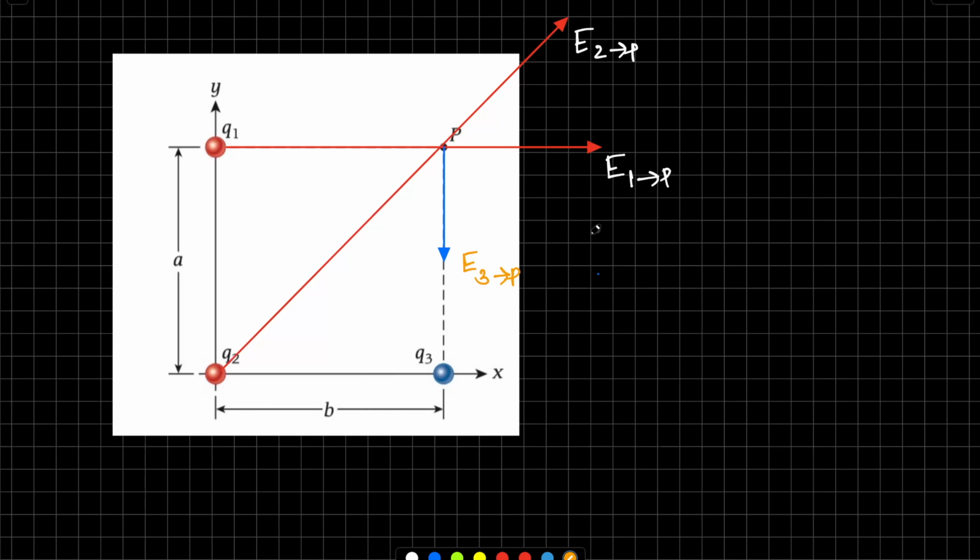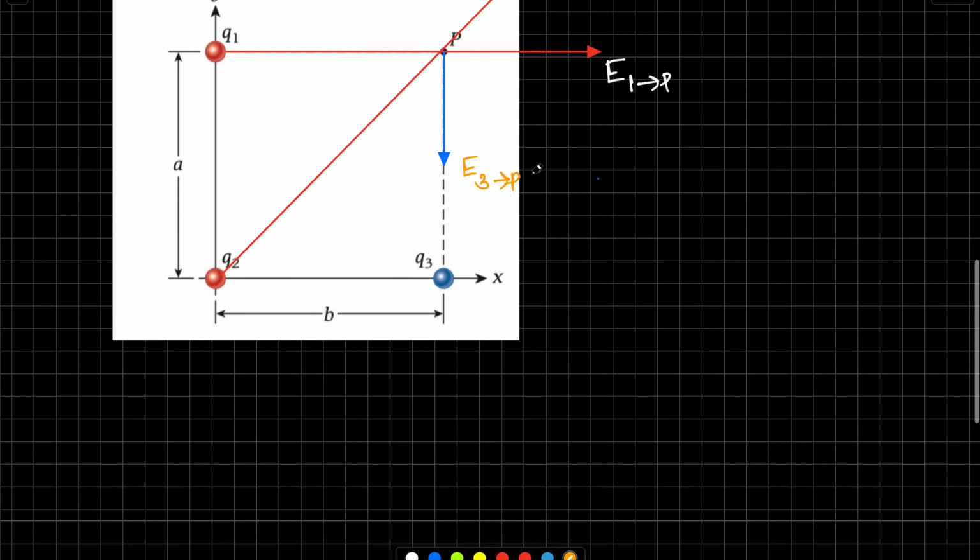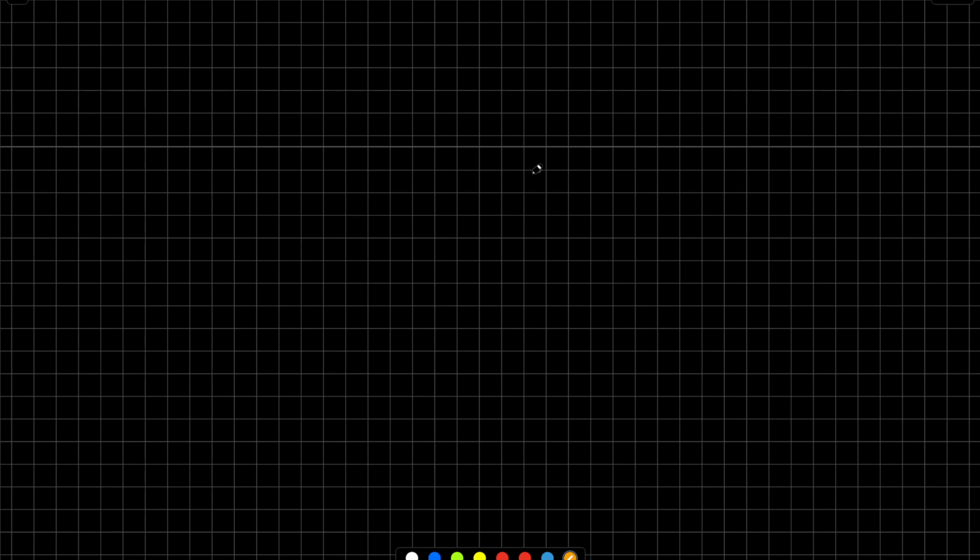Okay. So we have to resolve these vectors. Then add x components and y components together to find the net electric field at point P. Okay, let's draw a table. We will treat x and y components separately. So let's draw a table.